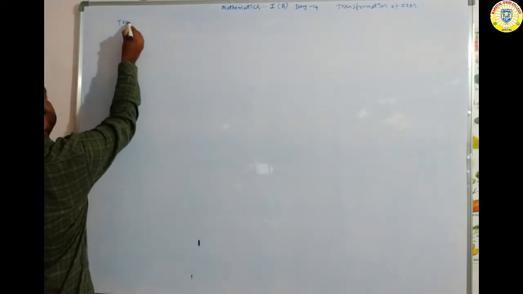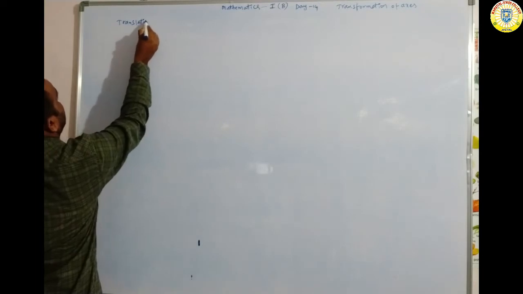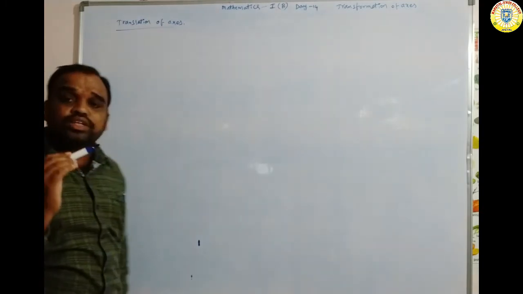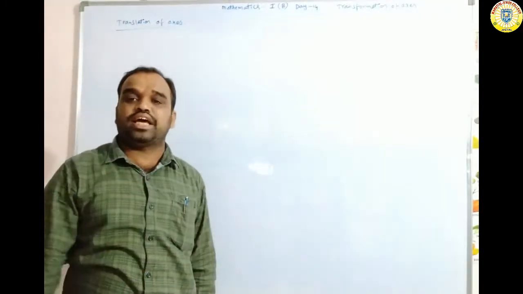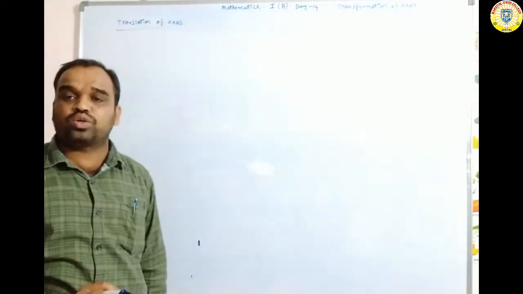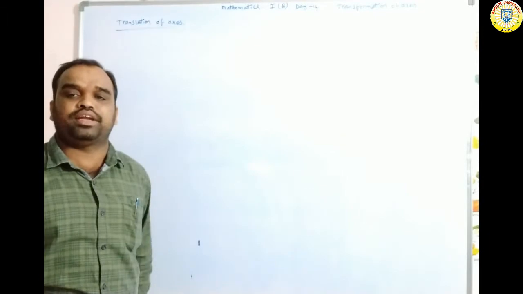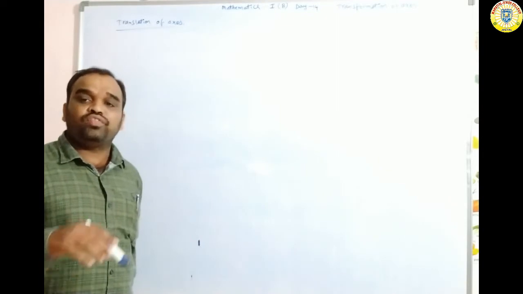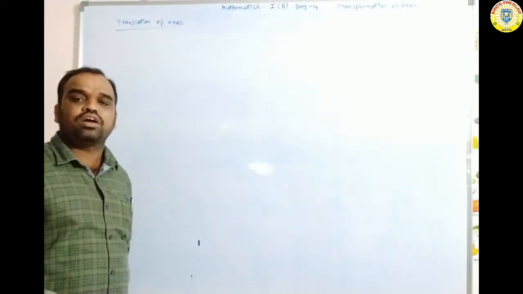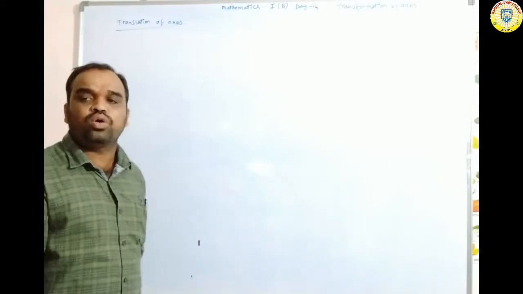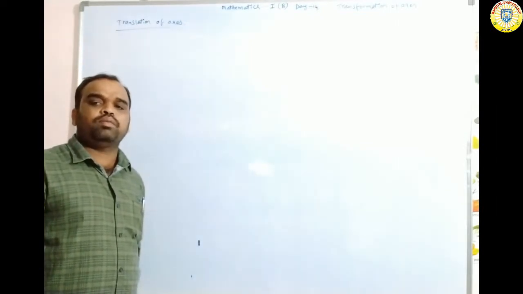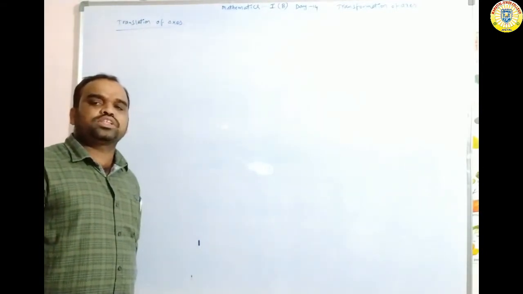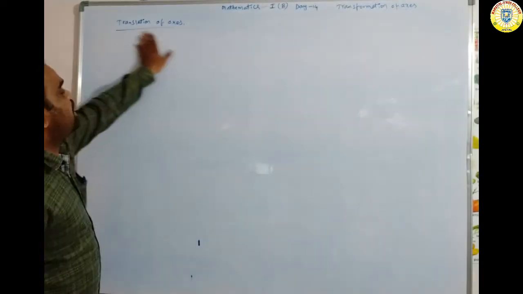Translation of axis: without changing the direction of the axis, the origin is shifted from one point to another point in the same plane. Then this transformation is called translation of axis.